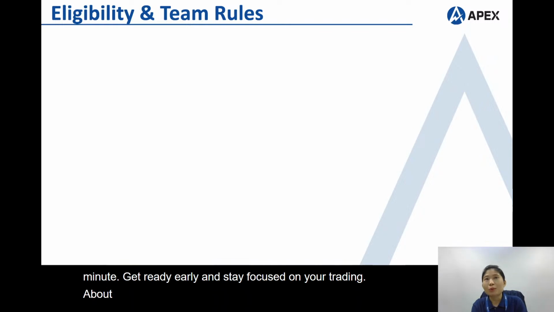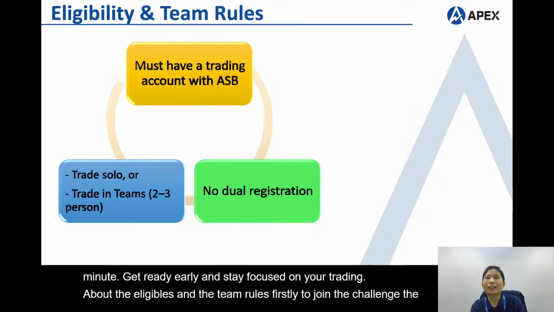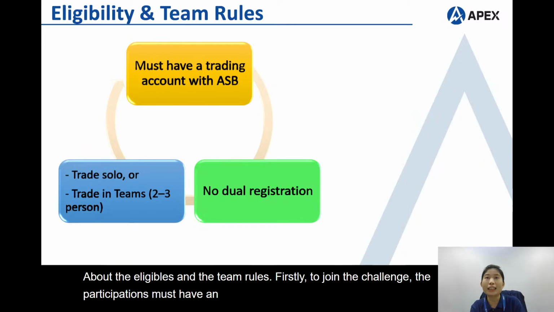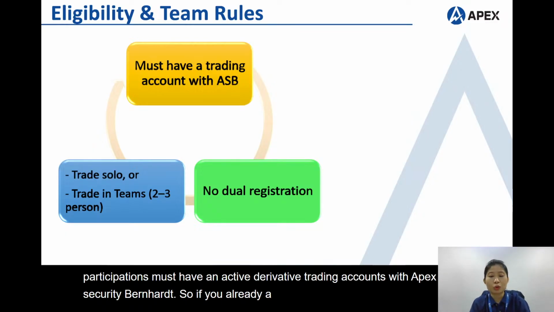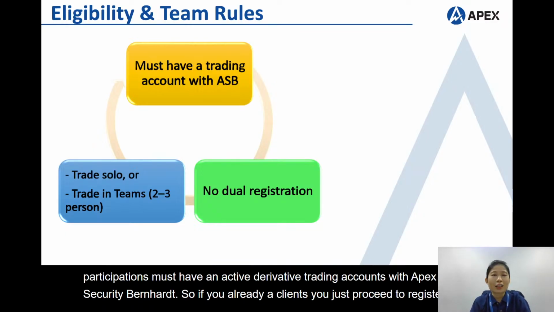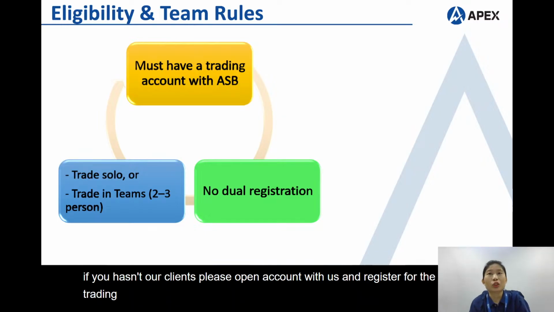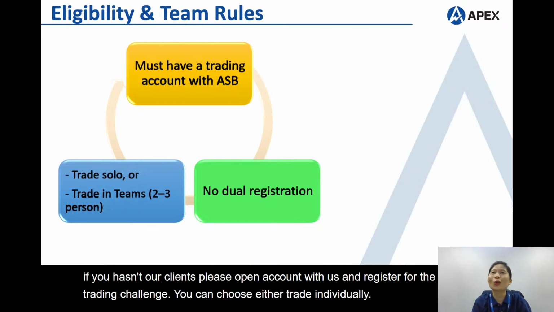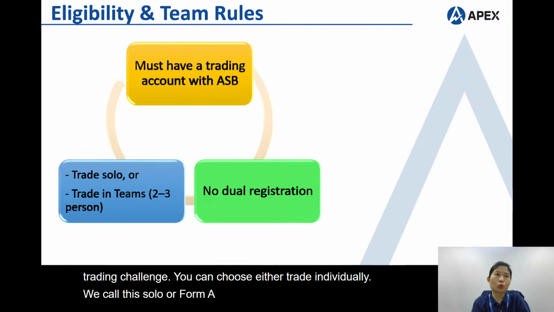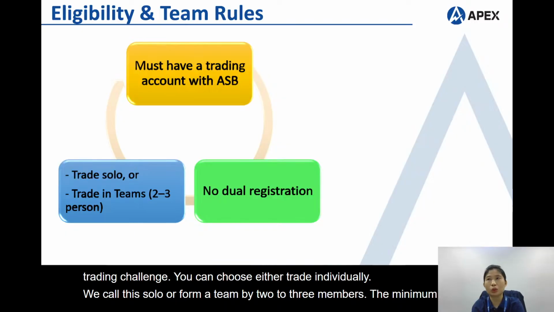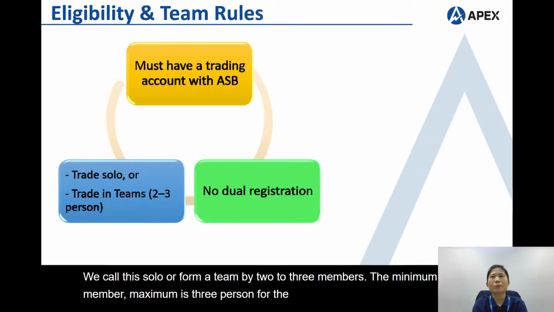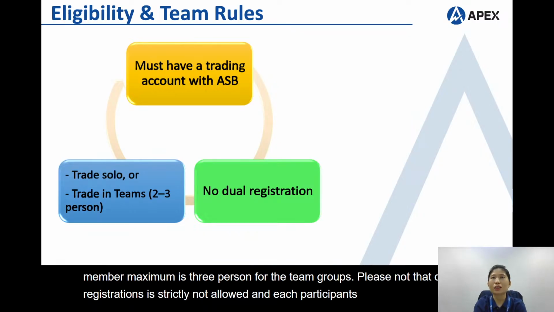About the eligibility and team rules: firstly, to join the challenge, participants must have an active derivative trading account with Apex Security Berhad. If you are already a client, you just proceed to register. If you are not our client, please open an account with us and register for the trading challenge. You can choose to trade individually, which we call solo, or form a team of 2 to 3 members. The minimum is 2 members, and the maximum is 3 for the team groups. Please note that dual registration is strictly not allowed, and each participant or team can only register once.